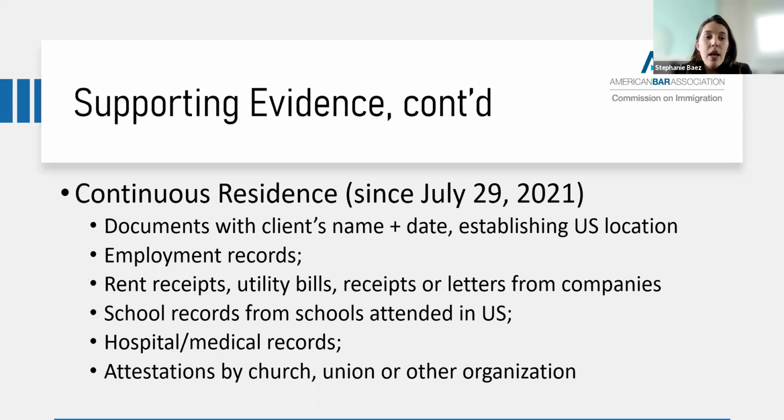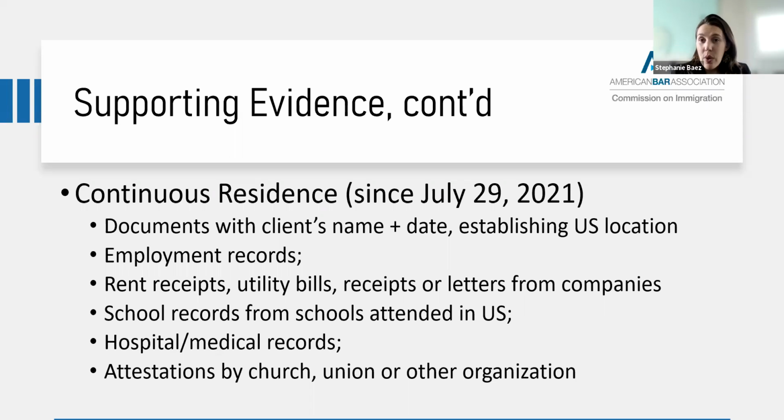Employment records, rent receipts or utility bills, school records if their children are attending school in the United States or if they're taking classes, hospital or medical records, attestations by a church or a union or other organization. Those are all examples of helpful evidence.